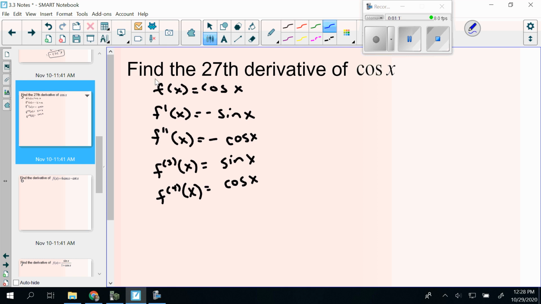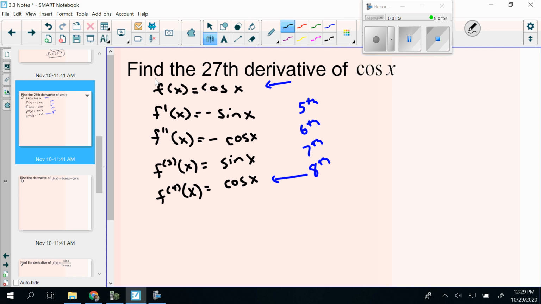But what you should notice now is we started with cosine. We're back to cosine. So these derivatives of sine and cosine are eventually cyclical. So we should be able to then use that to jump to whatever derivative we want without actually having to find them all. So what I mean by that is our fifth derivative should end up being the same as our first derivative. Our sixth derivative should be the same as our second one. This one should be the same as the seventh. This should be the same as the eighth. So it looks like every four derivatives it's the same.